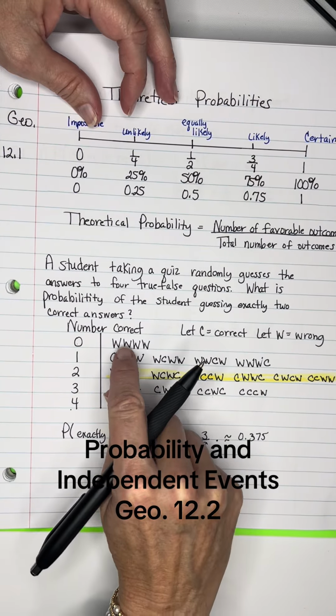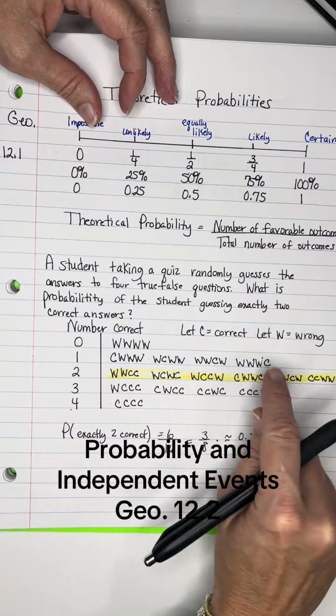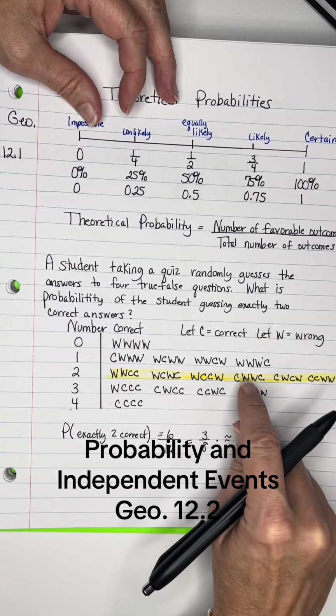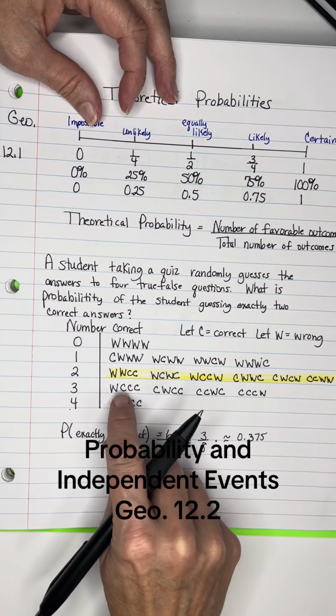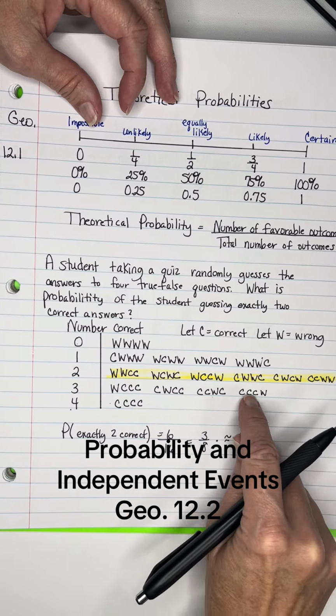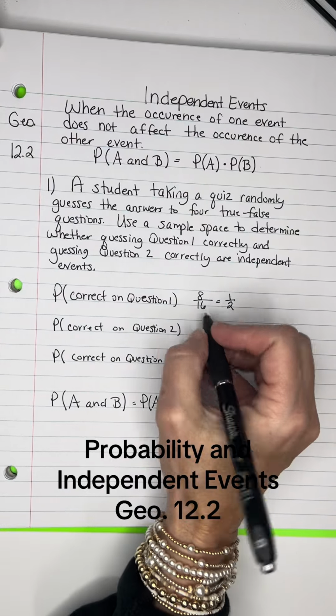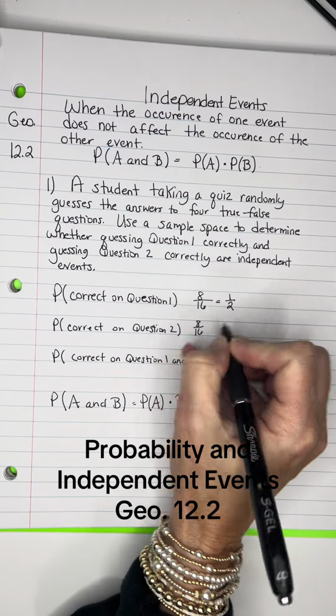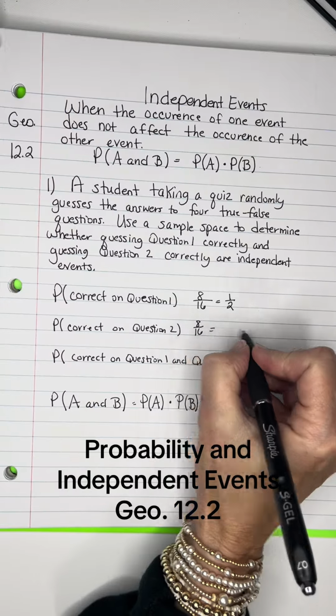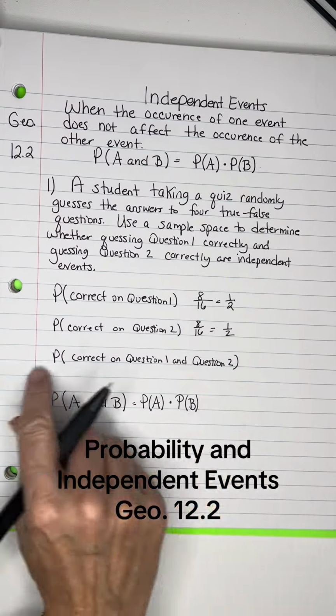Now let's look and see how many are correct on question 2. Question 2 would be the second one. So there was 1, 2, 3, 4, 5, 6, 7, 8. Nope, it's also 8. So once again, 8 ways to be successful out of 16 ways, which will reduce to 1/2.